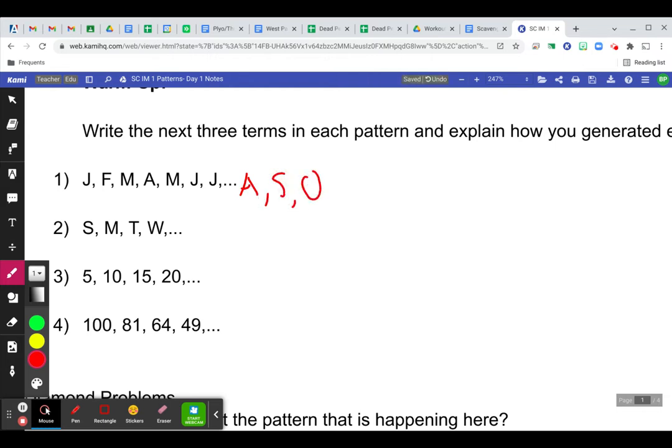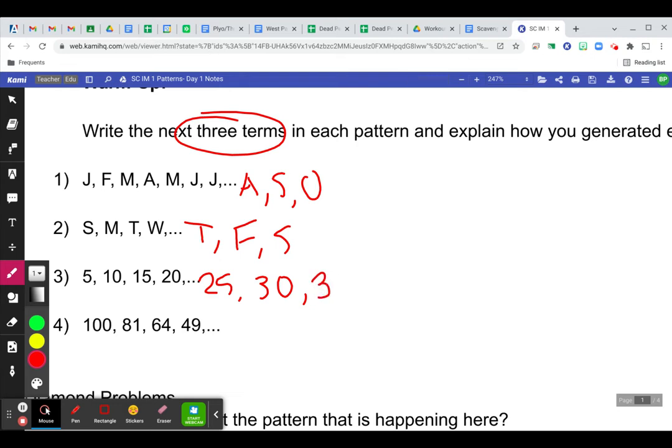Number two, we realized that these must be the first letters of the days of the week. So that would be Thursday, Friday, Saturday, if we're just looking for the next three terms, right? 5, 10, 15, 20, we realized that these were the multiples of 5. So it looks like we're adding 5 each time, 25, 30, 35.